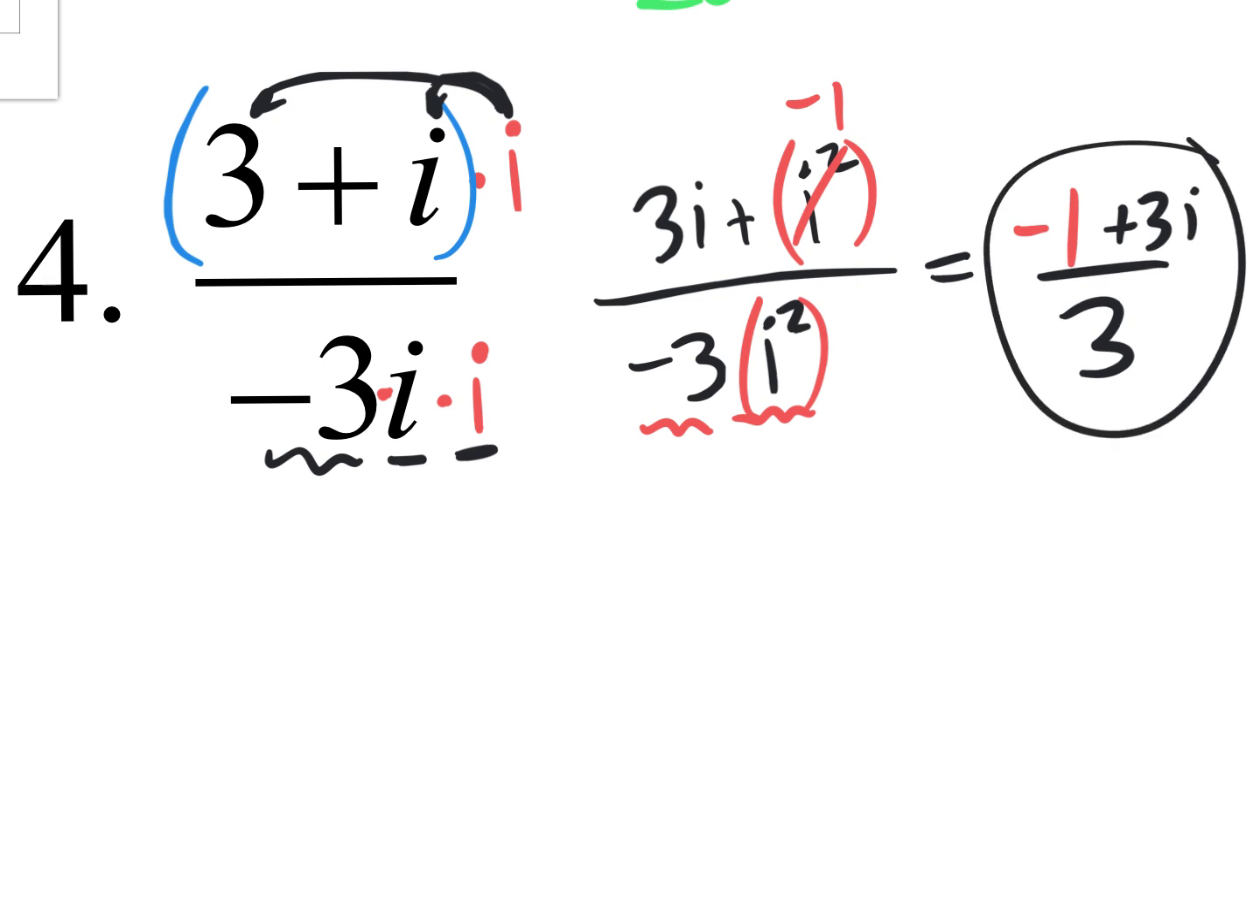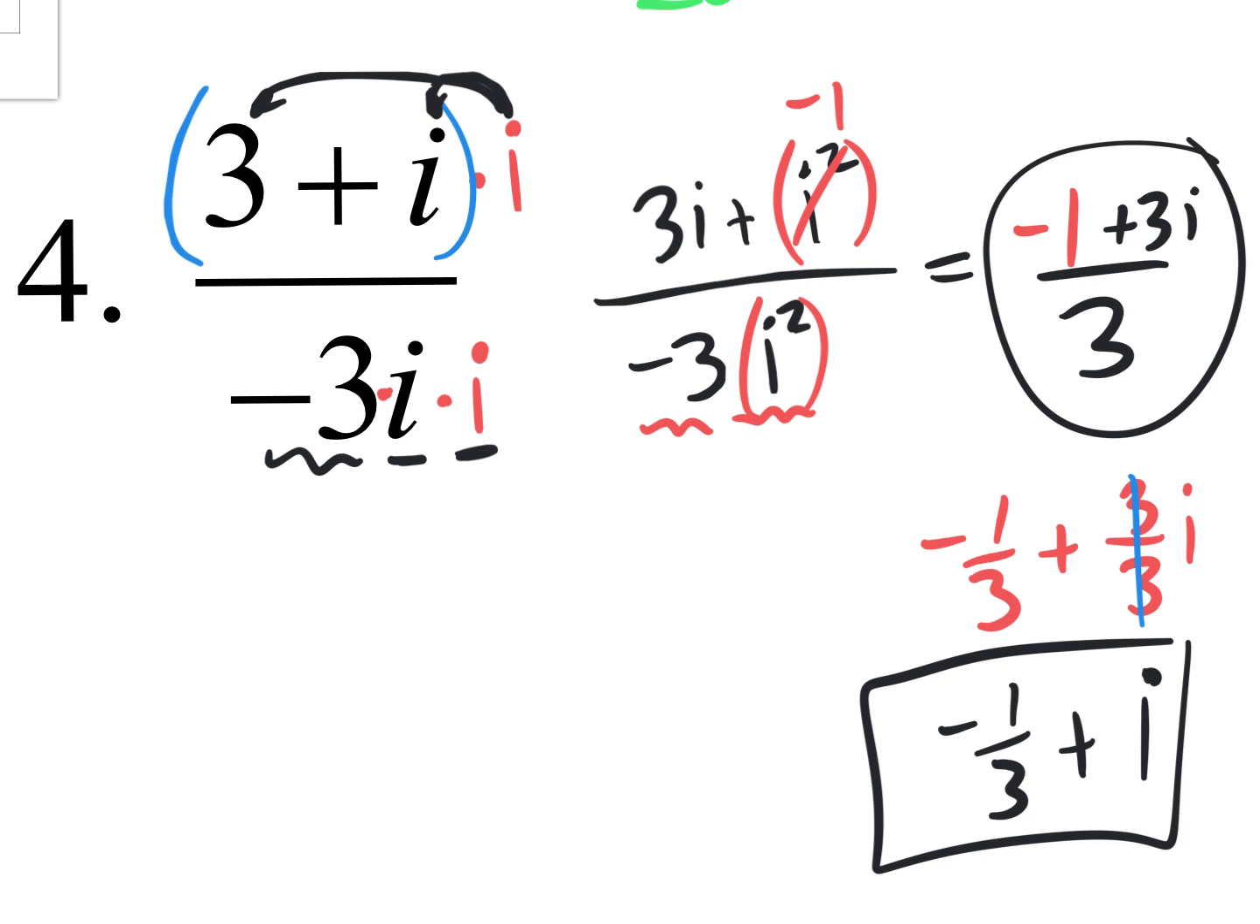However, in a multiple choice test, they may split that denominator to completely separate the real from the imaginary. And that will be negative 1 over 3 plus 3 over 3 with an i. And 3 over 3 is really just 1. So they could write it as negative 1/3 plus 1i, or just plus i. Sound good? Okay. That's it with regards to imaginary.